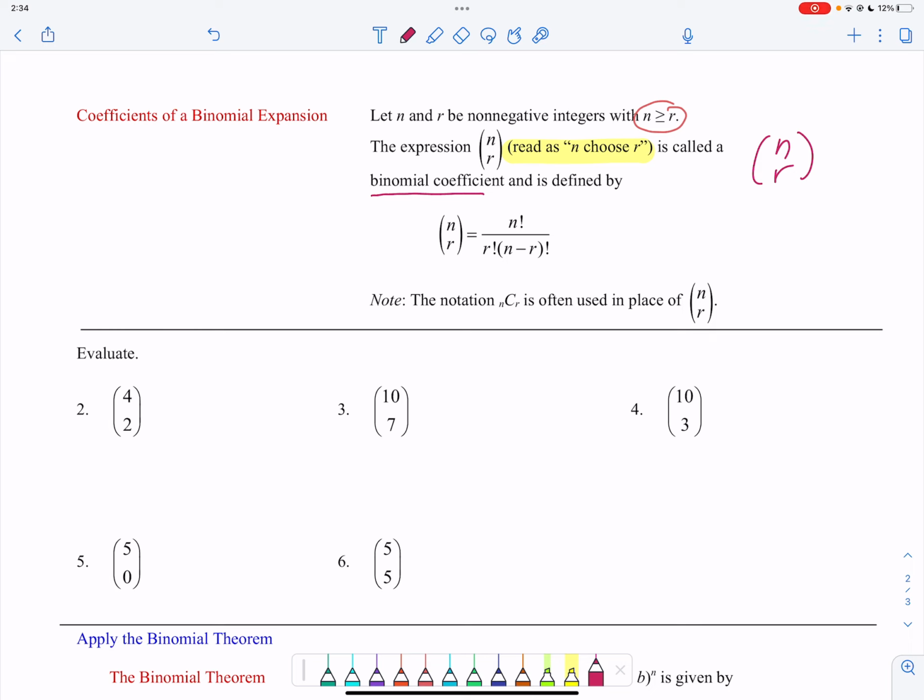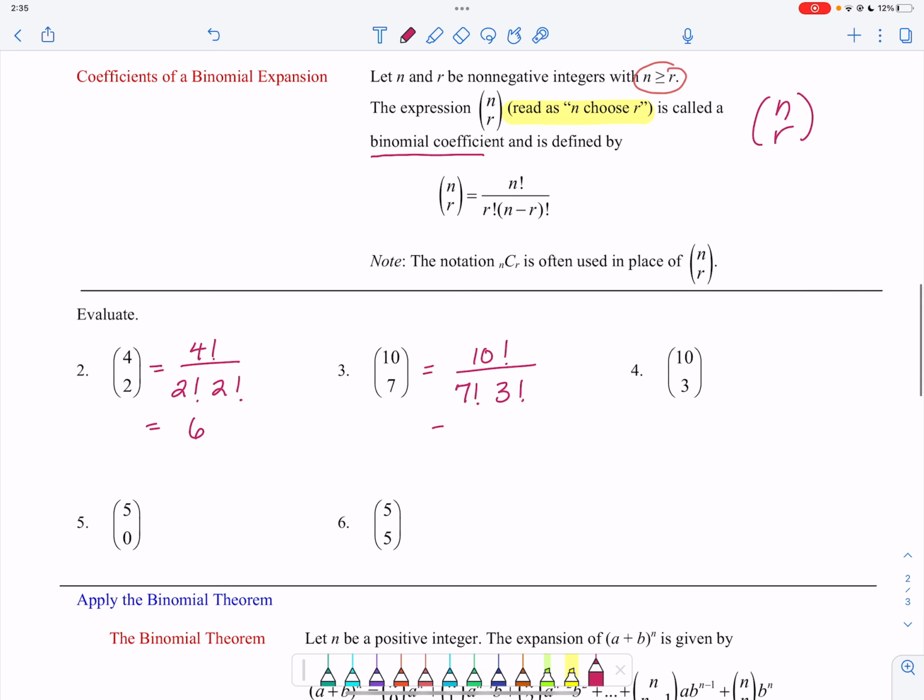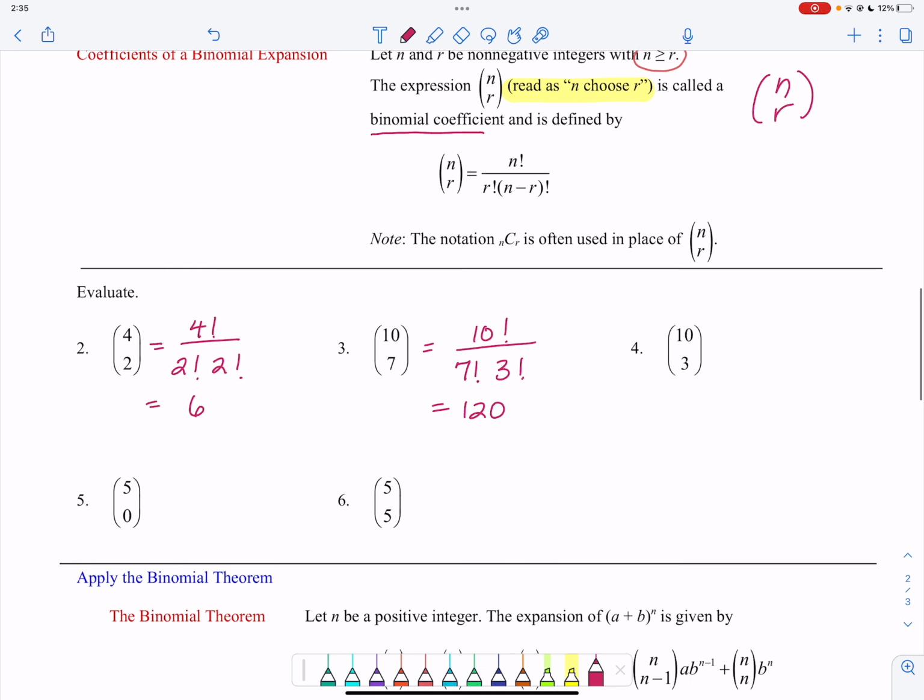So let's do a few of these by hand. So we have 4 factorial over 2 factorial, that's r, and then n minus r, 4 minus 2 is another 2 factorial. And that comes out to 6. Let's try this one. 10 factorial, you'll write your r factorial, then you'll subtract them, and this is 120. Let's try this again. 10 factorial over 3 factorial, 7 factorial, and that just looks like number 3.